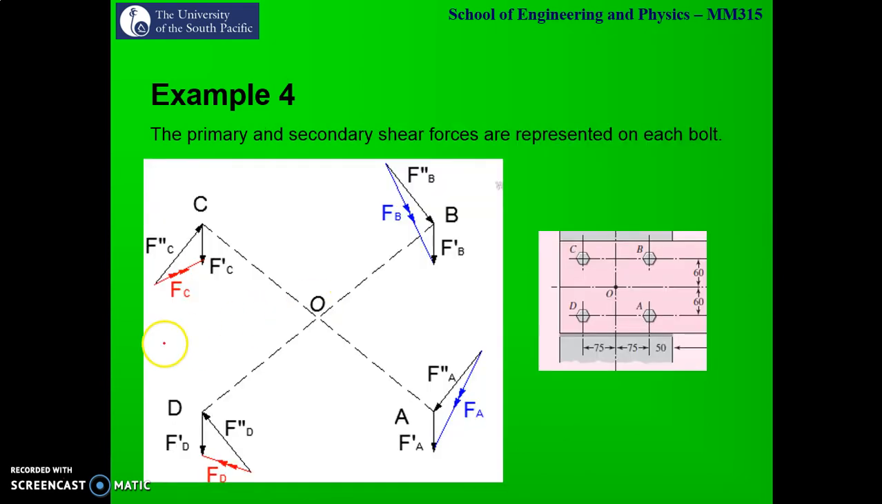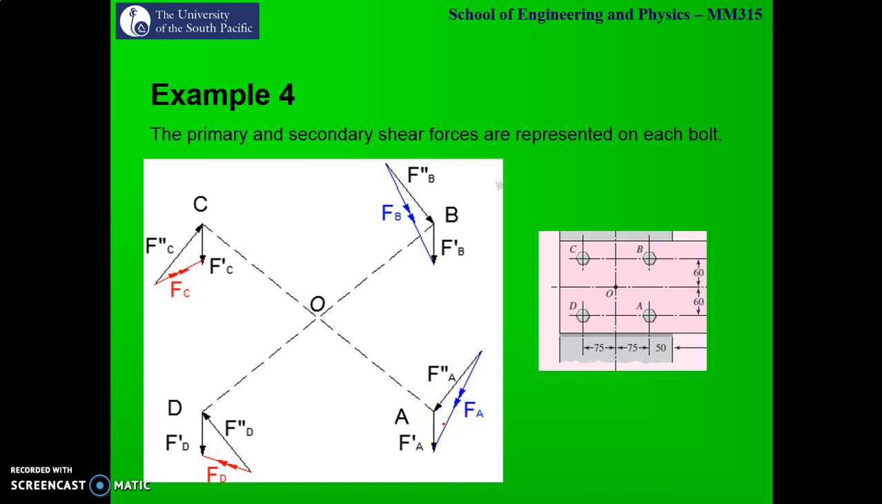Now what happens is, the primary and secondary shear forces are represented on each bolt. You are given this diagram as part of your problem. So what I have done is I have simply labeled the bolts A, B, C, D. This is not drawn to scale. I'm just drawing this and representing all the forces acting on the bolt.